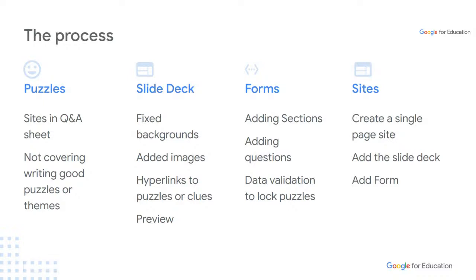I said that we're not going to talk about writing good puzzles, but I've given you some ideas of places to go and look. We looked at adding hyperlinks and previewing and fixing backgrounds and adding images. In forms, we added some sections, some questions, and we did the data validation to lock the puzzles. And then on sites, we created a single page website. We added a slide deck and we added a form. So we've gone through that whole process.